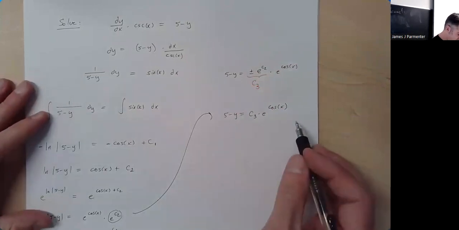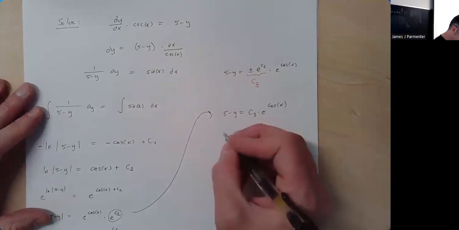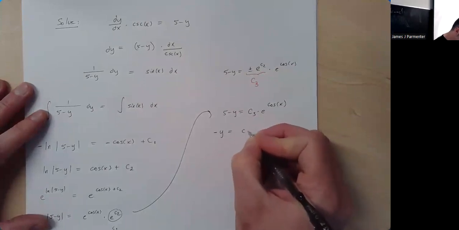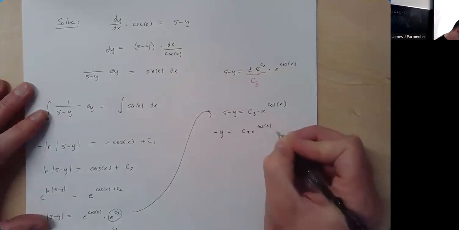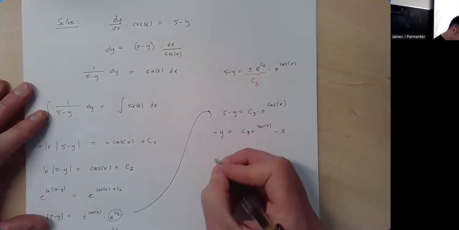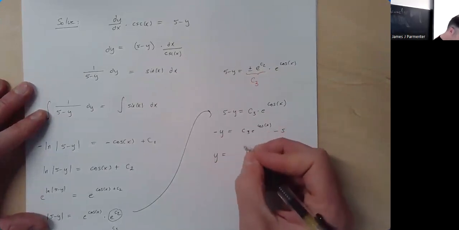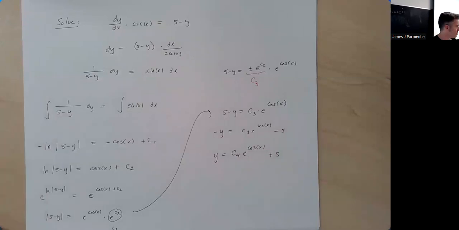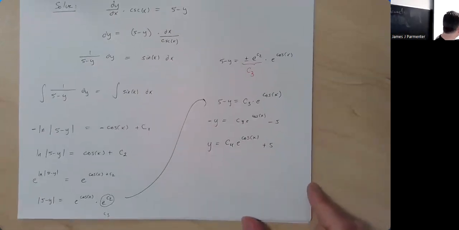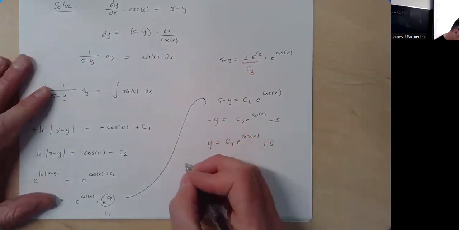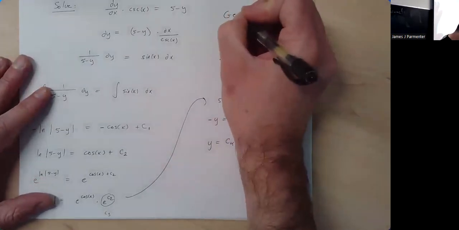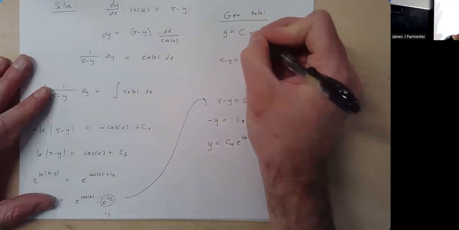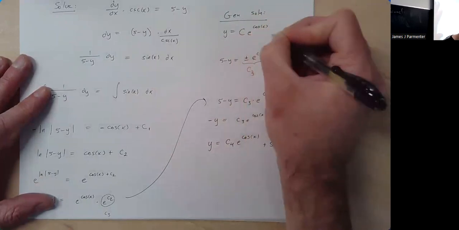And then finally solving for y, I would probably just add y to the other side. Negative y equals c3 e to the cosine of x minus 5, and then multiply both sides by -1. y equals -1 times a constant is a new constant, c4 e to the cosine of x. Cool. So my general solution, right up here, is y equal to c e to the cosine of x plus 5.